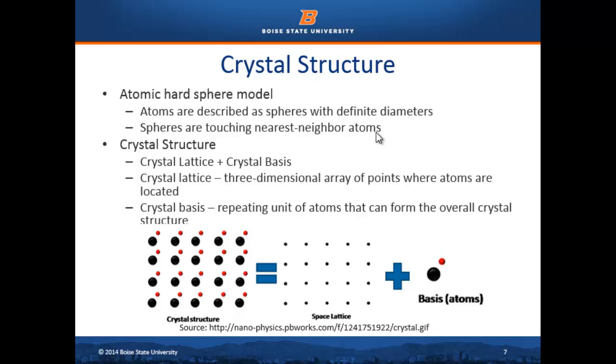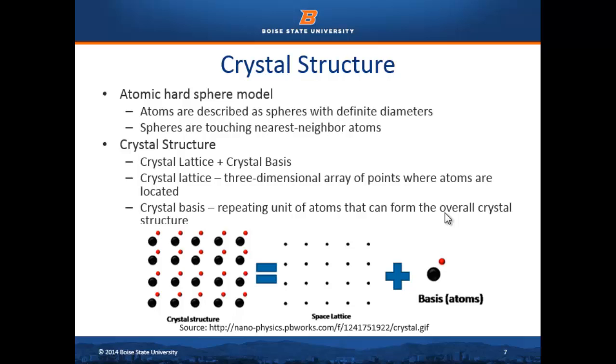atomic arrangement. Crystal structures are made up of a crystal lattice and a crystal basis. A crystal lattice is a three-dimensional array of points where atoms are located. So a lattice is just the positions where the atoms are located in a crystal. It is simply a marking to address where the atom sites are in a crystal lattice. A crystal basis is the repeating unit of atoms that can form the overall crystal structure.